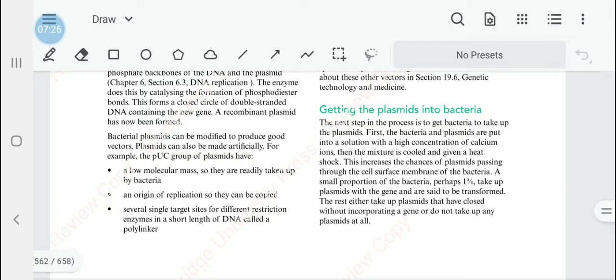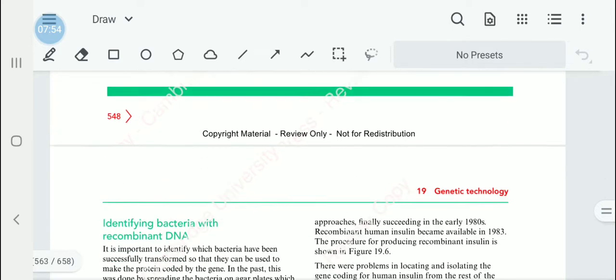But we have to remember, not all the bacteria would take up the plasmids. Only about 1% will take up the gene containing plasmid. So the rest will take up plasmids that would have not joined with any gene, or would not take any plasmids at all.